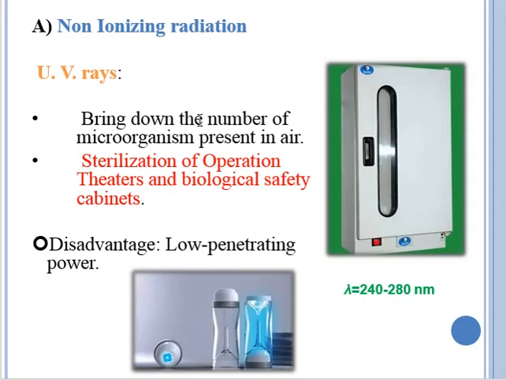So first, non-ionizing radiation includes ultraviolet rays. This brings down the number of microorganisms present in the air, and UV rays are used for sterilization of the operation theater and in biological safety cabinets. Disadvantage of UV rays is that they have low penetrating power.